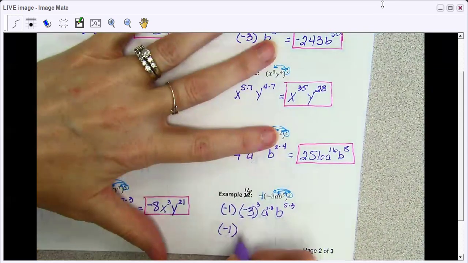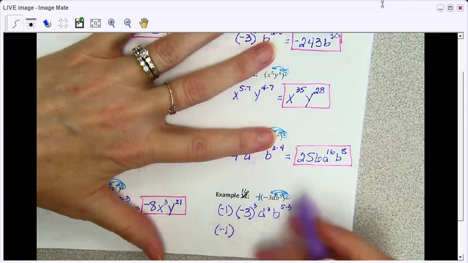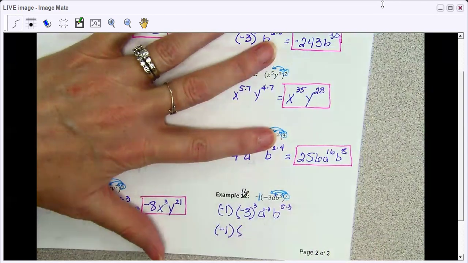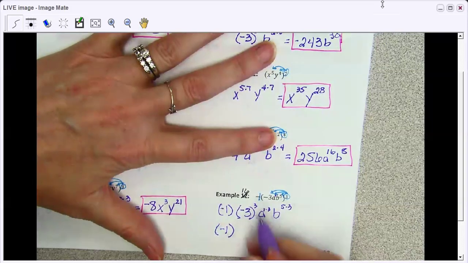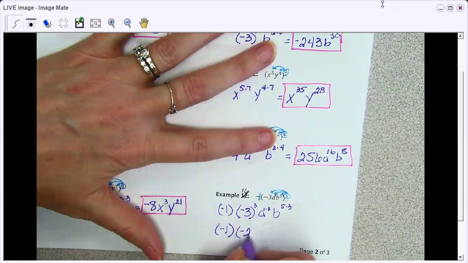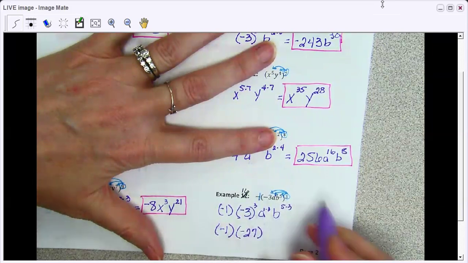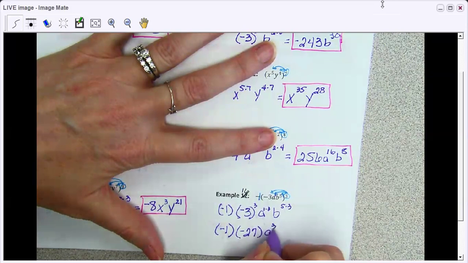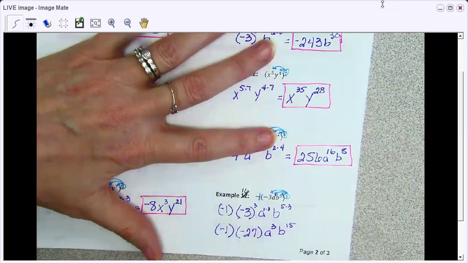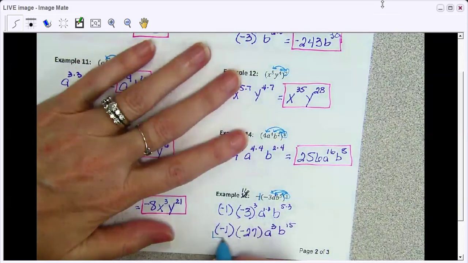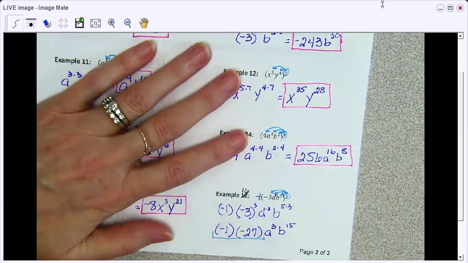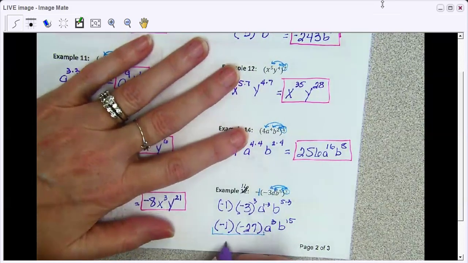So -1 times -3 cubed would be -27. And then you have A cubed B to the power of 15. So the last step would be to multiply the -1 and the -27. So the final answer is positive 27, A cubed B to the power of 15.